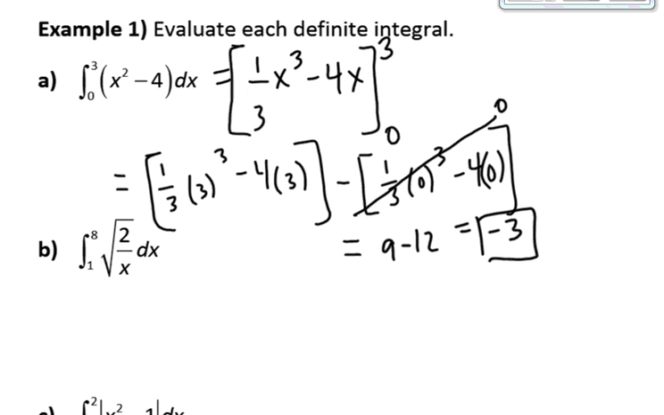So this would be the area under the curve, x squared minus 4 from 0 to 3, which we would not be able to do geometrically. So now that we know how to evaluate a definite integral, that would be the exact area under that curve, so -3.